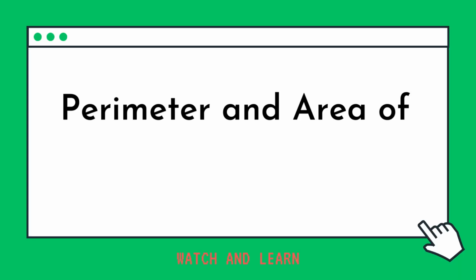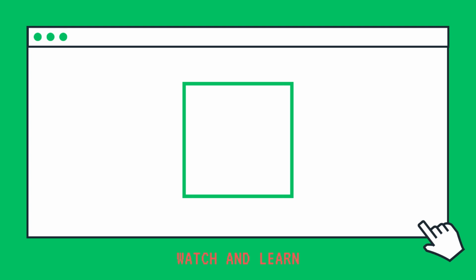For today's video, we're going to study the perimeter and area of squares. So, a square in geometry is a plane figure with 4 equal sides and 4 equal angles, all of them 90 degrees.